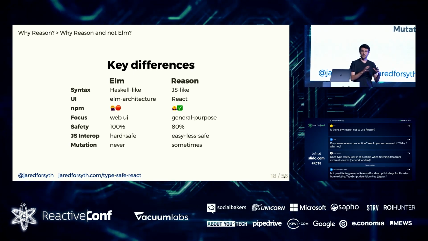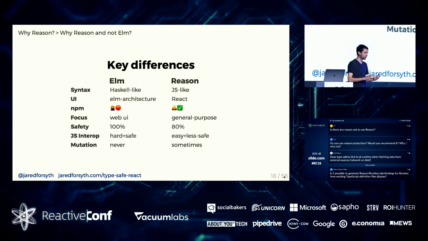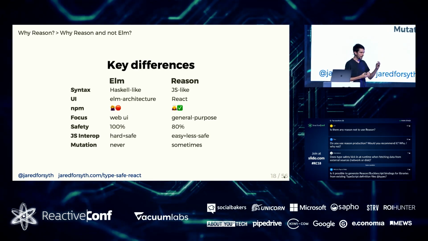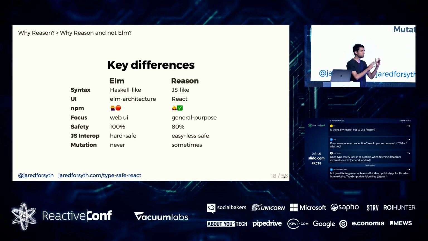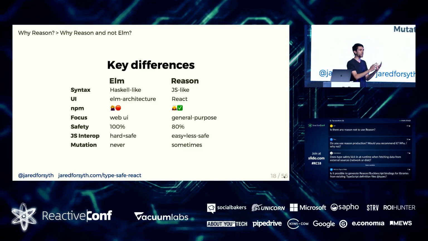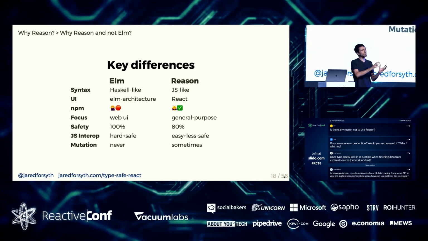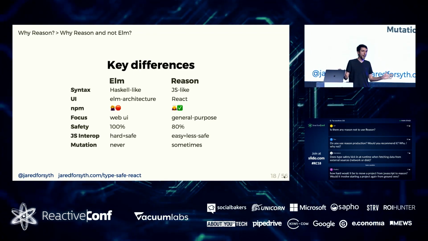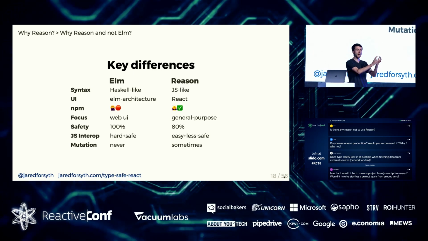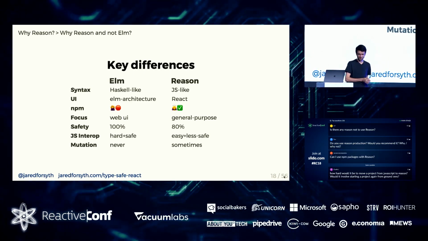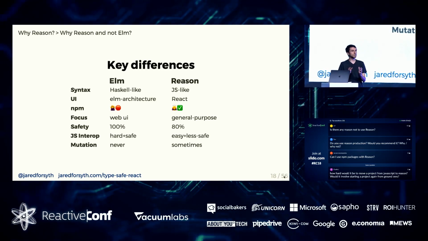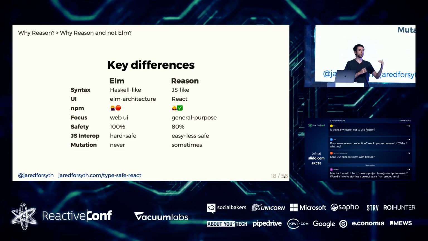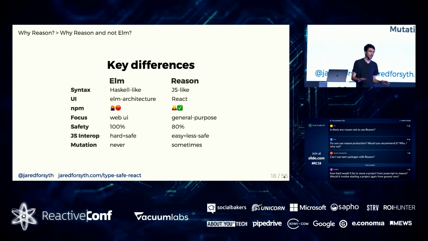And then the other differences mostly boil down to a difference in philosophy. Elm takes the stance of safety and purity overall. If there's something where it's like, oh, it would be easier if we did this, but a little bit less safe, Elm says, no, it's not worth it. And I know people who love that viewpoint. Reason, on the other hand, says, we want more ease of use, even if it means a little bit less safety. A good example of this is JavaScript interop, right?